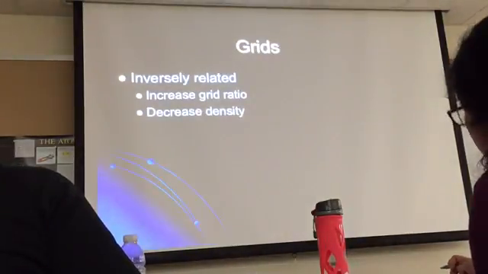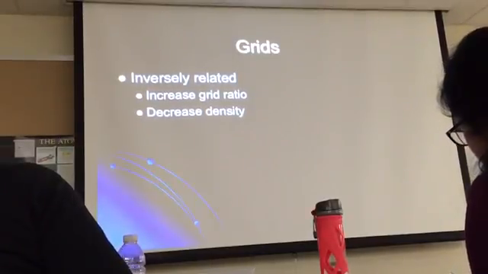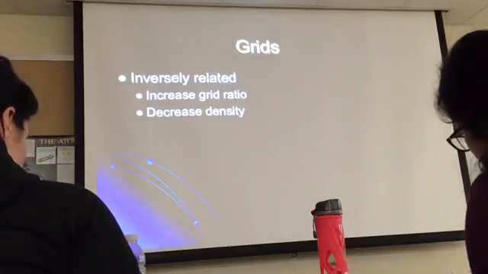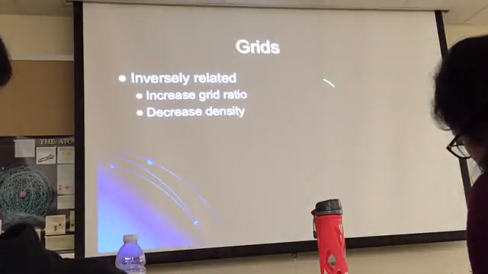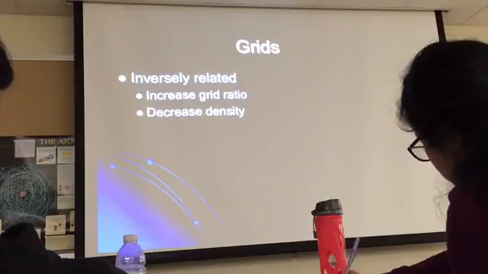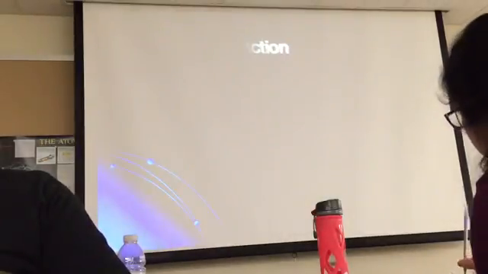Grids. You guys know about grids? We just studied it. What happens when you use a grid? Reduces scatter. So what happens to the density? Reduces density. Okay, good. Increase the grid ratio. What happens to density? It goes down. Decrease it more. Why? Because you have more absorption, right? Okay, you guys are good.